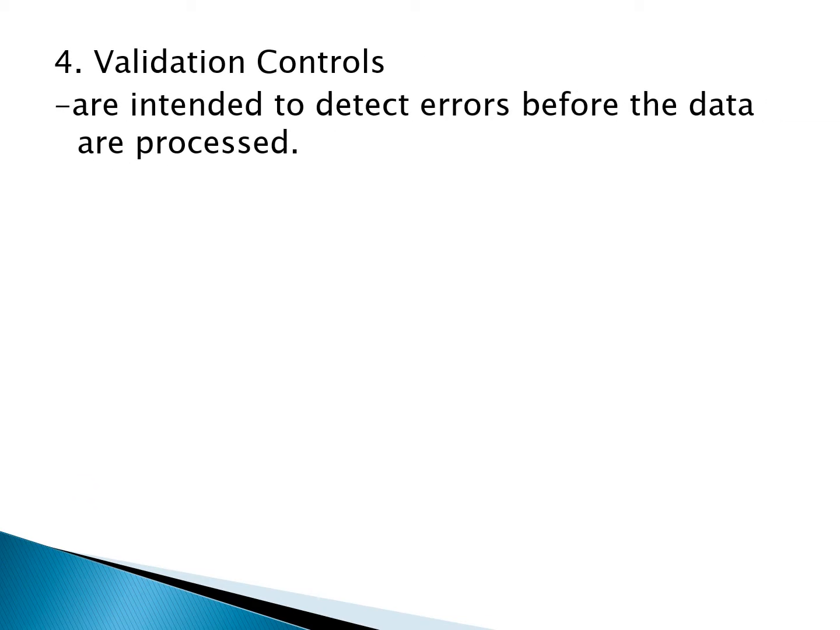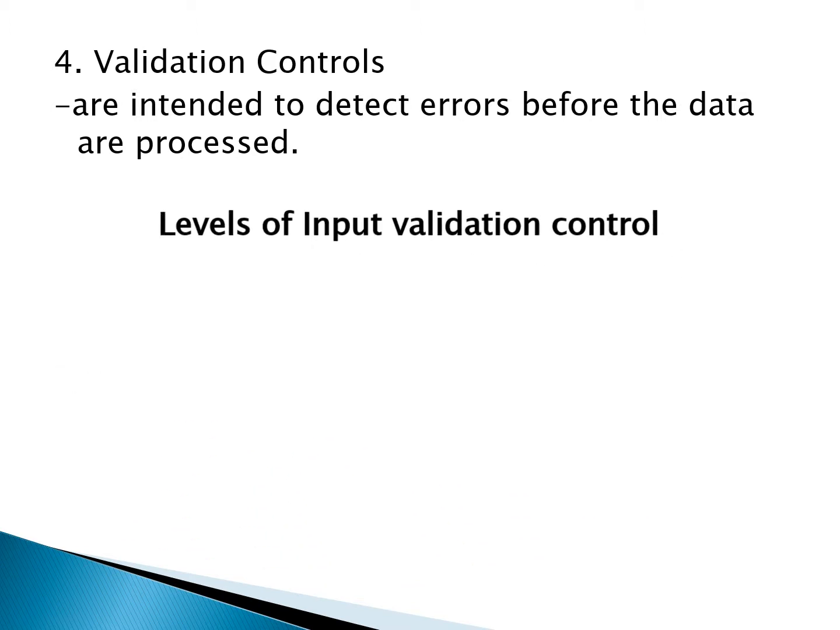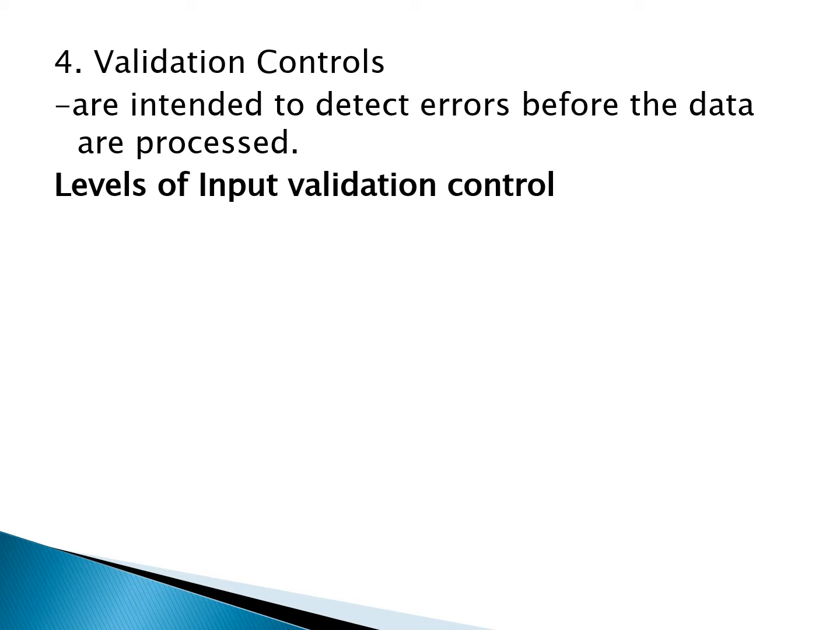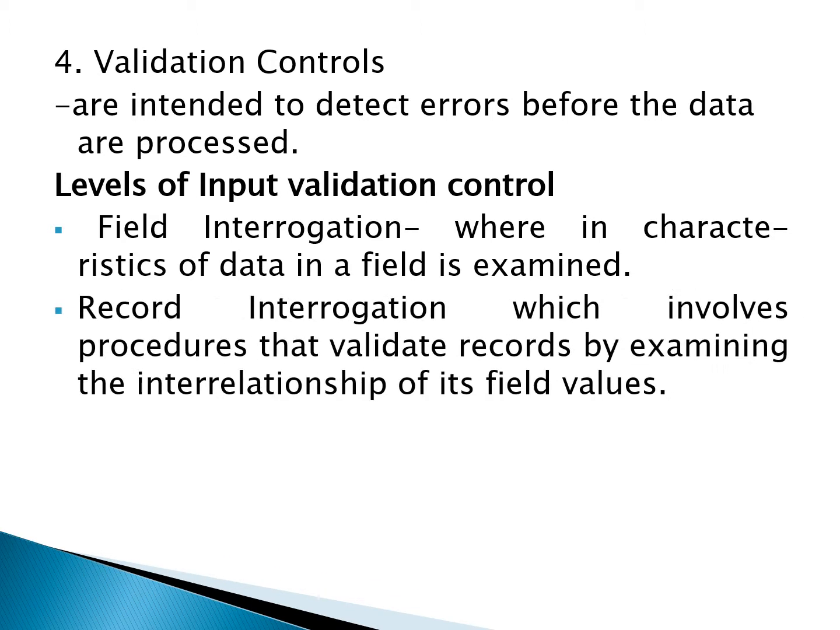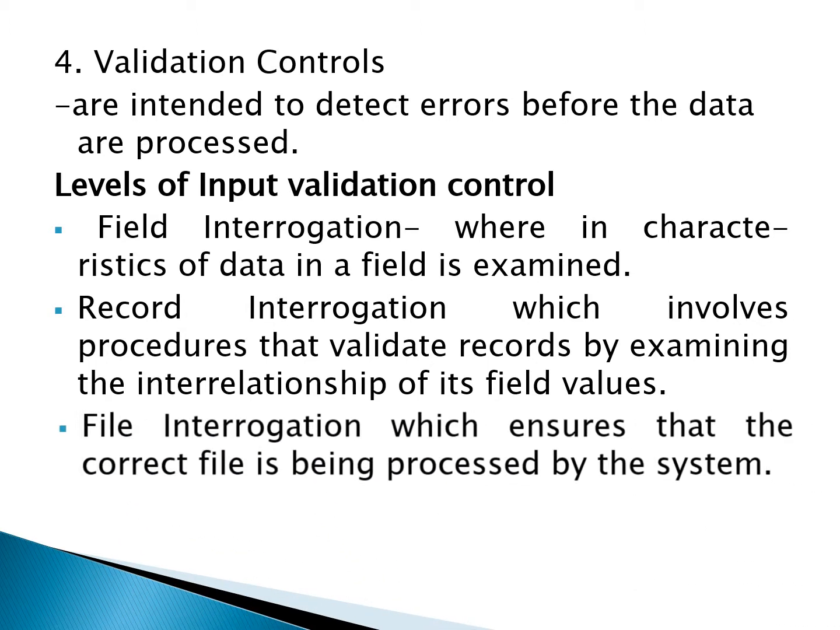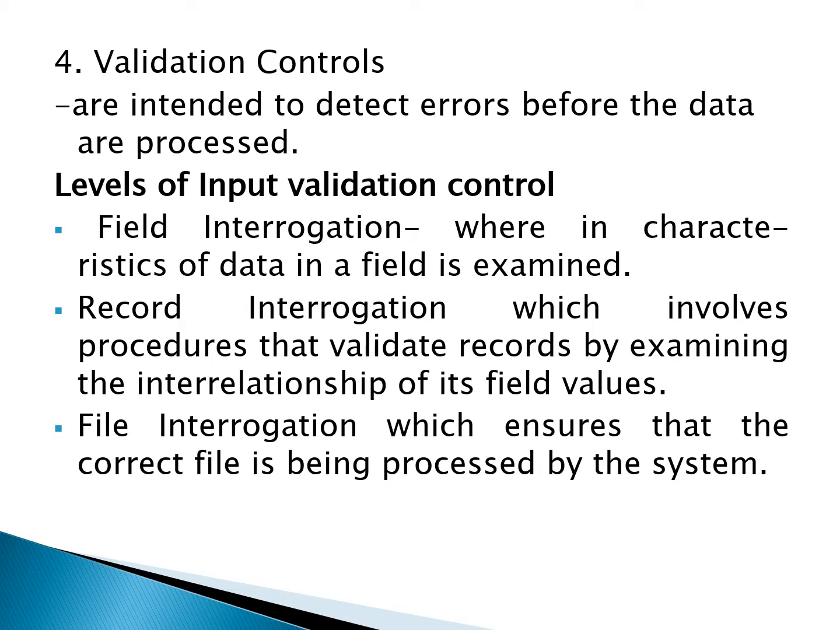The fourth one is the validation controls. It is intended to detect errors before the data are processed. We have three levels of input validation control. The field interrogation, wherein characteristics of data in a field are examined. Record interrogation, which involves procedures that validate records by examining the interrelationship of its field values. File interrogation, which ensures that the correct file is being processed by the system.